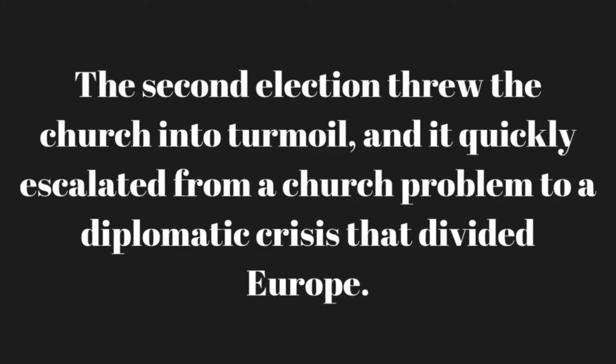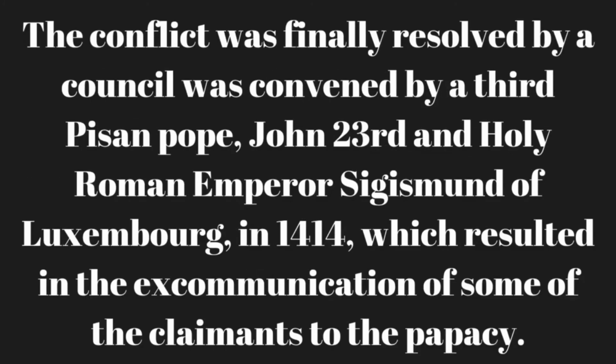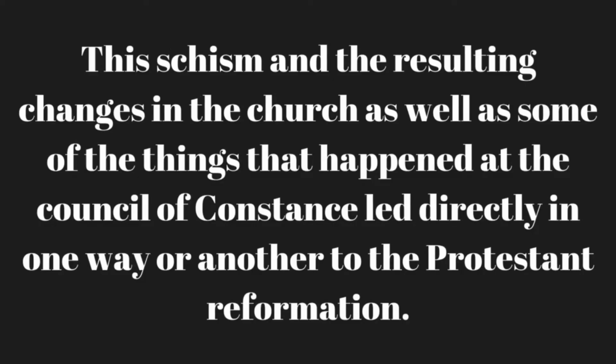The second election threw the church into turmoil, and it quickly escalated from a church problem to a diplomatic crisis that divided Europe. The conflict was finally resolved by a council, which was convened by the third Pisan Pope, John XXIII, and the Holy Roman Emperor, Sigismund of Luxembourg, in 1414, which resulted in the excommunication of some of the claimants to the papacy. This schism and the resulting changes in the church, as well as some of the things that happened at the Council of Constance, led directly, in one way or another, to the Protestant Reformation.